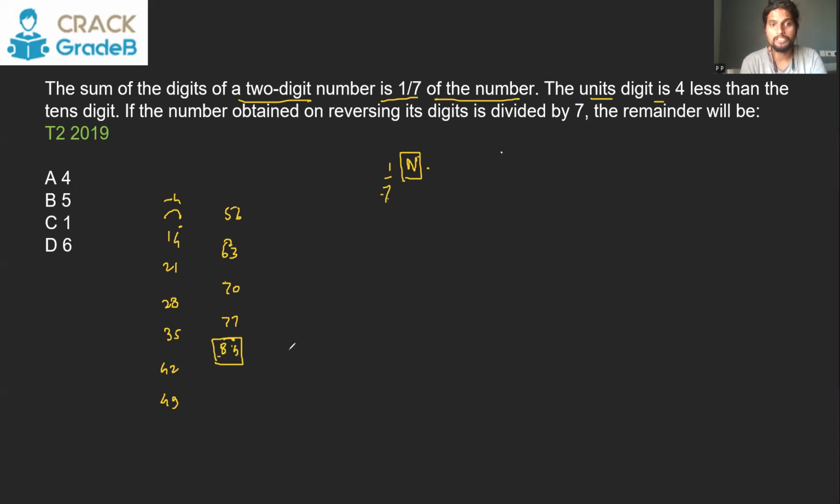Also, the sum of digits, which is 8 plus 4, 12, is 1/7 of 84. So yes, that means 84 is the number. They are saying if the number obtained by reversing the digits, that means 48, is divided by 7, what is the remainder? 48 divided by 7, the remainder is going to be 6. Easy. So I hope you understood this topic.